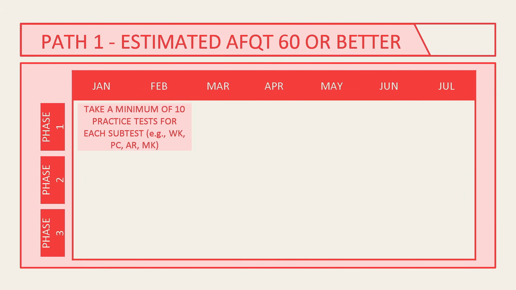Here's what path 1 looks like, and again, your AFQT score has to be 60 or better. It's very simple. There's only one phase to it. For a month or so, just take a minimum of 10 practice tests for each subtest. That is word knowledge, paragraph comprehension, arithmetic reasoning, and math knowledge. Again, this should be enough to get you to pass the ASVAB with a fairly decent score.